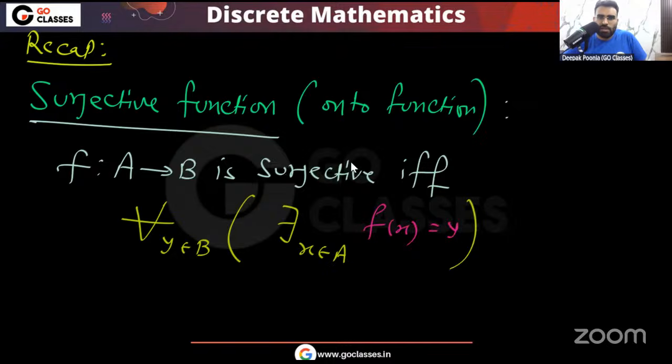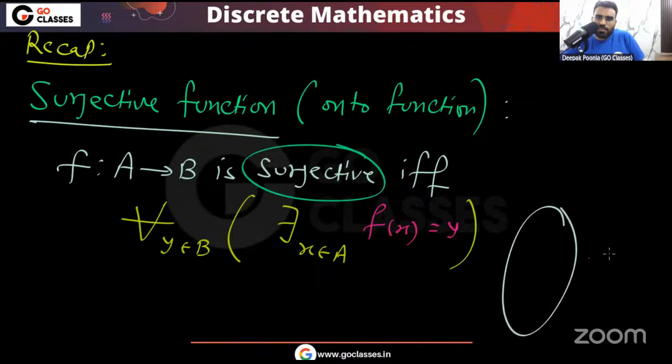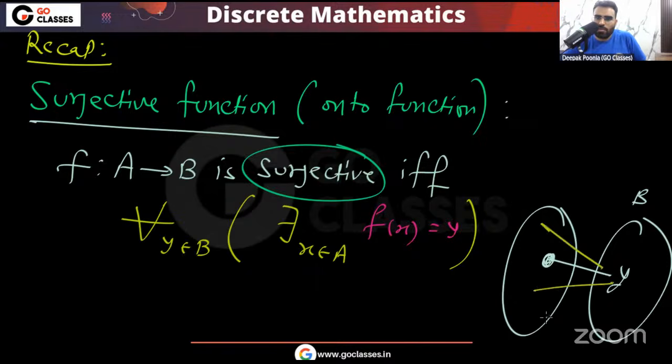What I want to say is that surjective simply means that for every element in the codomain, whatever element you take there, it must have at least one pre-image. There can be many pre-images, but there must be at least one. This is the definition of a surjective function.